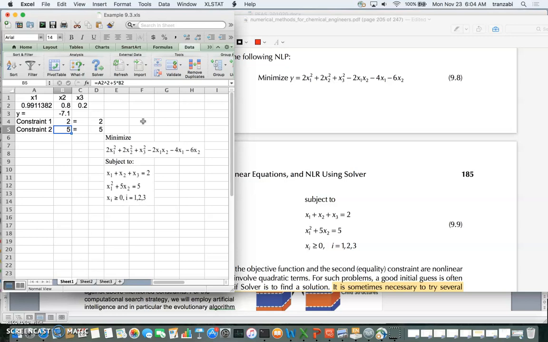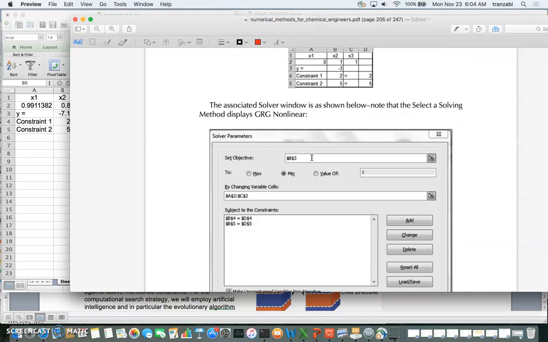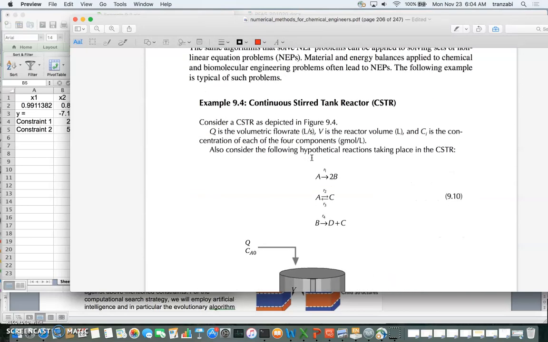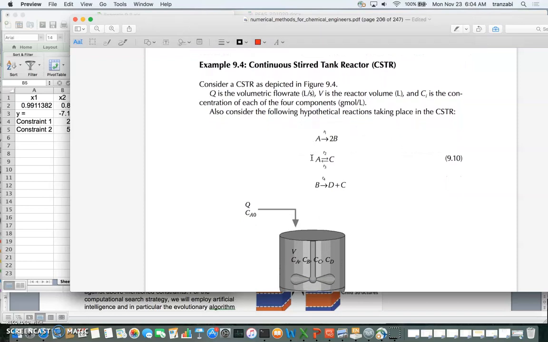Okay, so the next example we're going to look at is a bit more complicated, and that's example 9.4. We have a reactor. It's called continuous stirred tank reactor, where we have reactant A, which reacts to 2B, also reacts to C. We have the forward as well as forward-backward reaction rate. And the third reaction is reactant B produces D and C. Okay, and the reaction rates are given, R1 through R4.